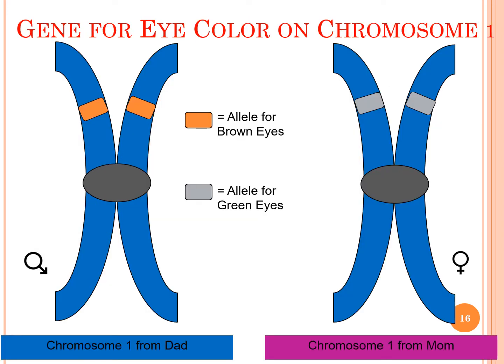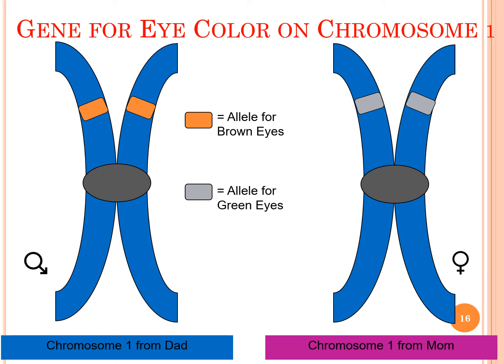So in this example, we have chromosome 1 from dad. That's been duplicated, so it has that X pattern that we associate with chromosomes. Here we have chromosome 1 from mom. In this example, our dad on the paternal chromosome has given us the allele for brown eyes, and our mother has given us the allele for green eyes. So chromosome 1 from dad and chromosome 1 from mom form a homologous pair. They have the same type of content, but not the same sequence.